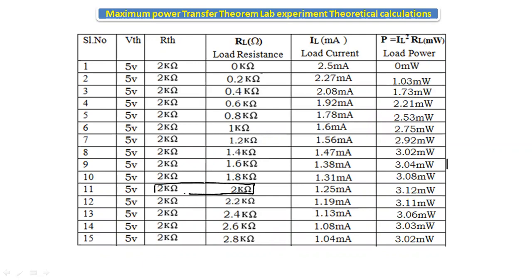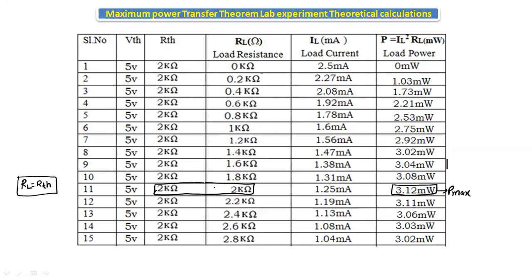So what is the maximum power transfer theorem condition? When load resistance is equal to source resistance. Here the RTH value is nothing but the source resistance. When these both are equal, the maximum power will transfer from source to load. Here the load resistance is 2 kilo ohm and the source resistance is also 2 kilo ohm. When these both are equal, the power we are getting is 3.12 milliwatts. Out of all the powers, this is the P max. Hence we can say that the maximum power transfer theorem is verified.